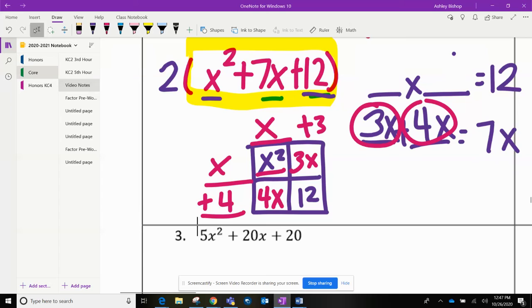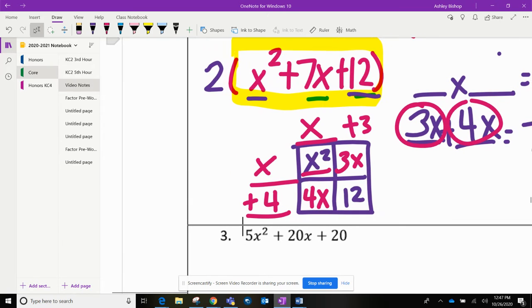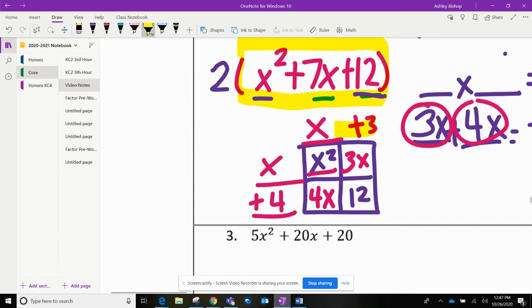All right, from my last video, we needed to finish this problem. So I had x plus 3 on top and x plus 4 on the side. If you're not sure how to fill in the box, you need to watch my video from last week. So please go and find that. But anywho, I'm going to formulate my answer.